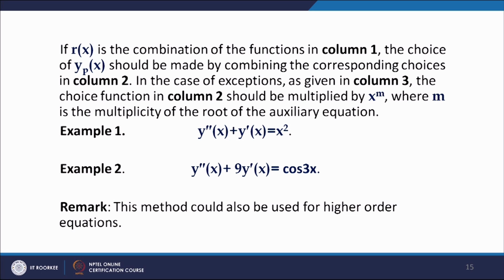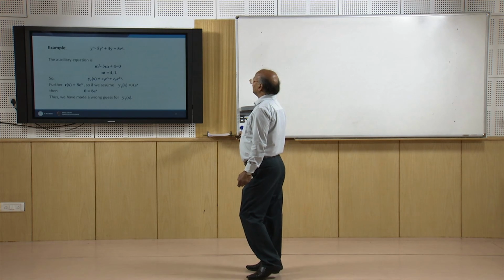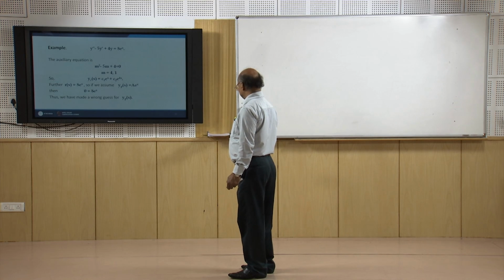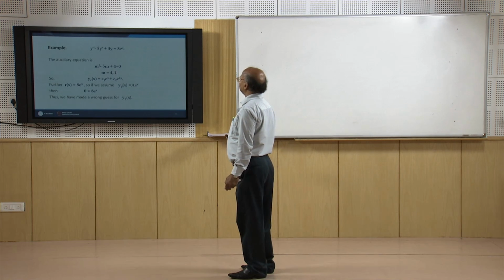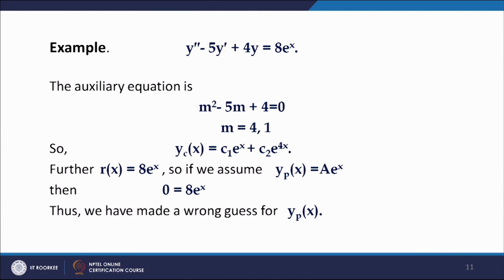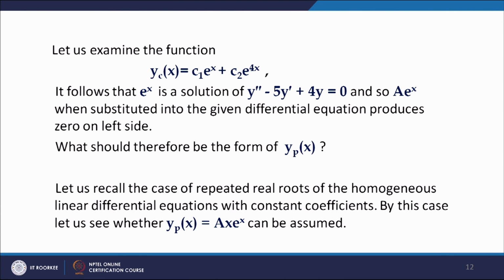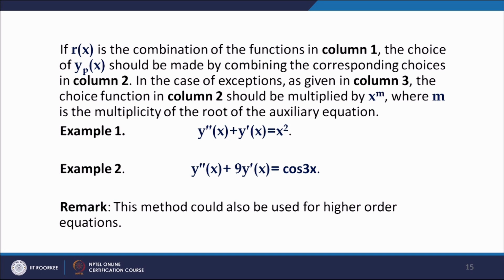Let us see. Now we have seen that p equal to 1 was the root of the auxiliary equation here. It occurred once, its multiplicity is 1, so we had to multiply e to the power x by x. We had to assume yp(x) equal to a times x into e to the power x. So in the case of exceptions as given in column 3, the choice function in column 2 should be multiplied by x to the power m, where m is the multiplicity of the root of the auxiliary equation.